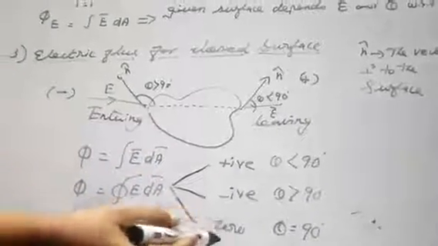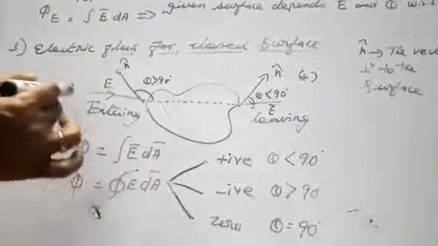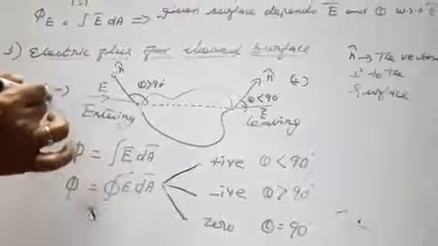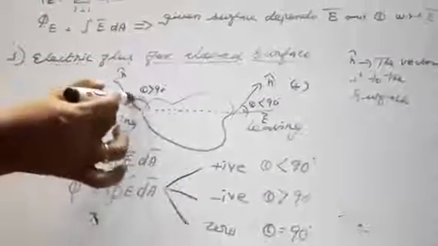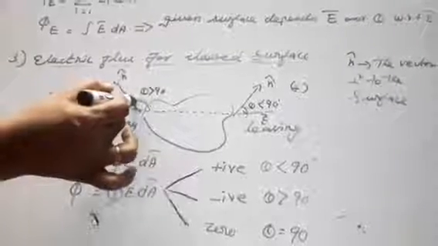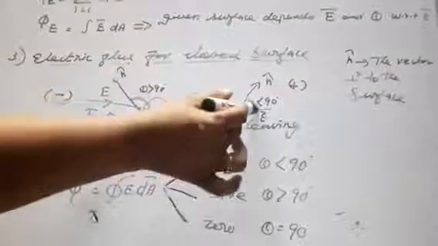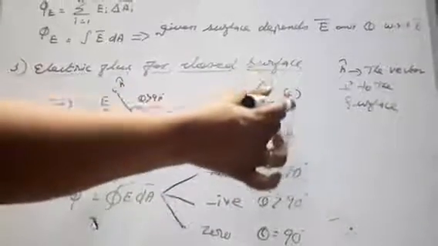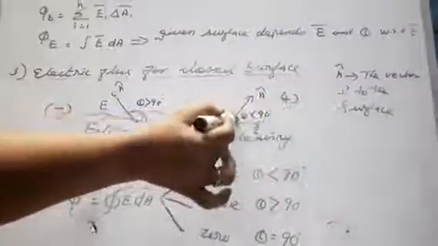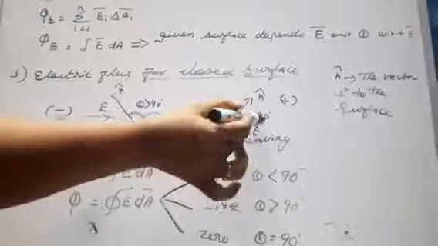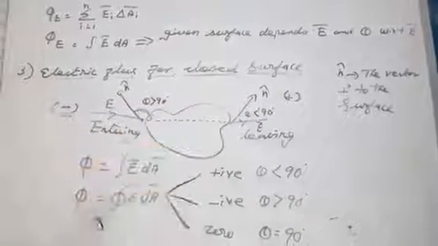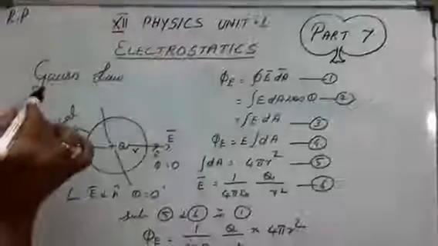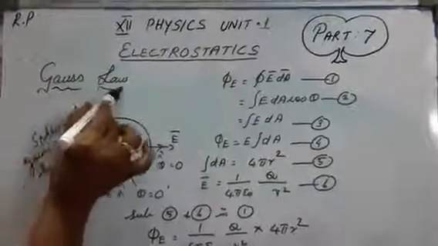Suppose the electric field lines are entering the surface. Then the flux is always negative, because the theta value is greater than 90. When the lines are leaving from the arbitrary surface, the flux is positive, because the theta value is less than 90. This is known as the electric flux for a closed surface. And the next topic is Gauss law.